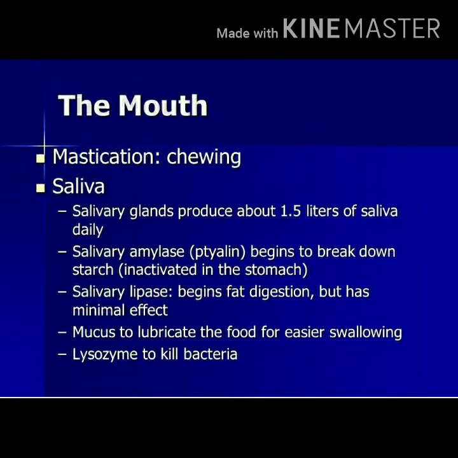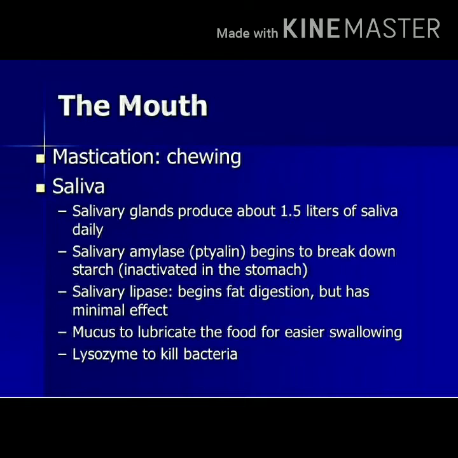First, chemical digestion starts in the mouth. After mastication, saliva is secreted by our salivary glands, which are present in the buccal cavity. In saliva there is an enzyme which helps in digestion of food. So digestion starts in the mouth, where salivary amylase breaks down starch, which is a carbohydrate, into maltose. And second, mucus is present in the saliva, which helps moisten the food and make it soft to swallow. And the lysozyme present in the saliva kills harmful bacteria.